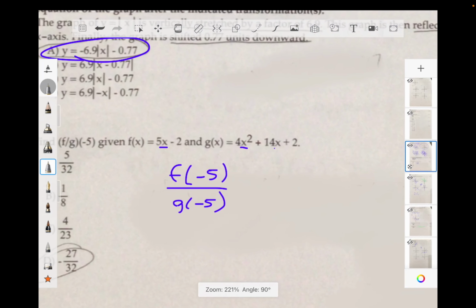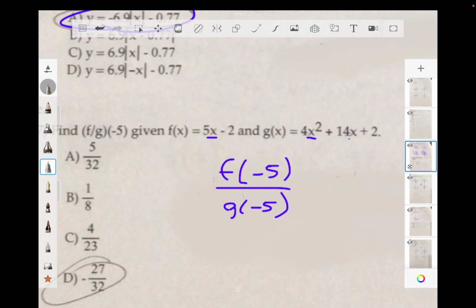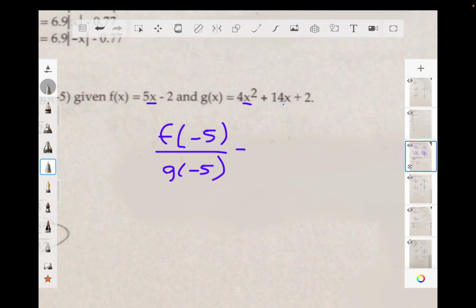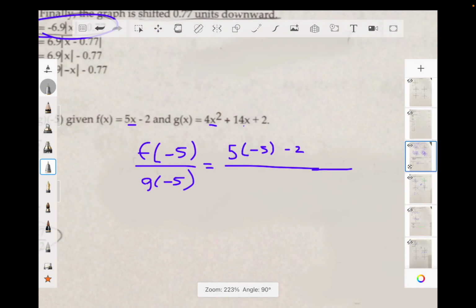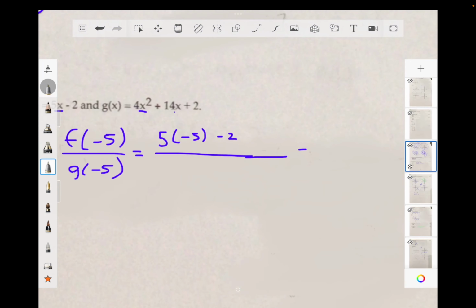So I guess we could solve for f of negative 5 first. I'll do it in blue and then I'll write in red. So 5 times negative 5 minus 2. That's going to be negative 25 minus 2, which is negative 27.